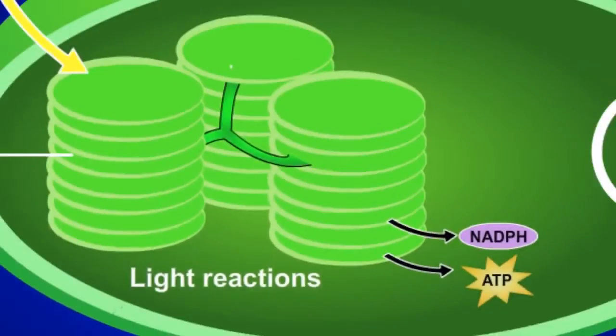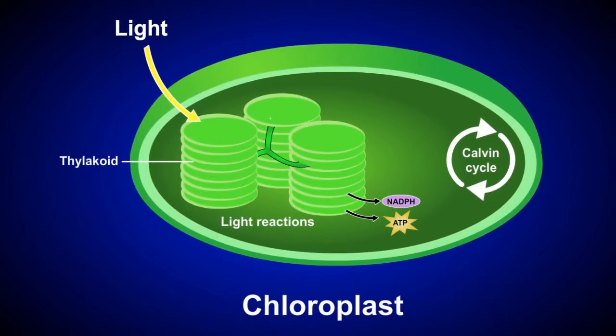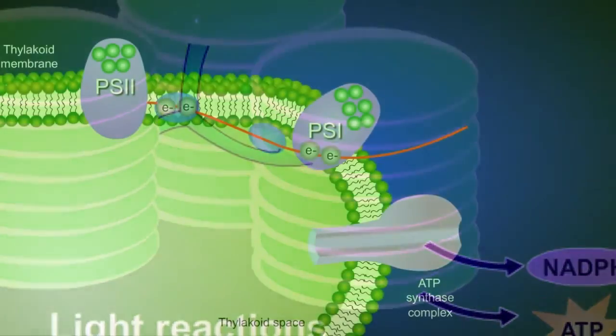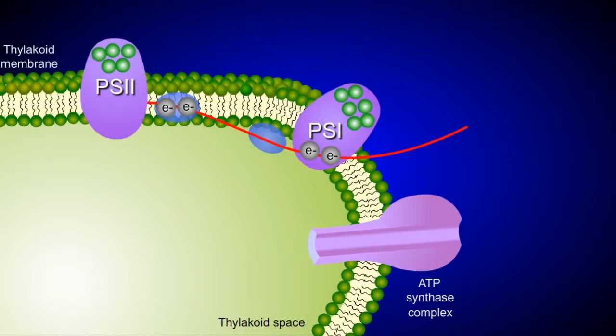Let's zoom back out for a moment and return to our chloroplast. Remember from the beginning of this tutorial that the light reaction produces both ATP and NADPH. We've just seen how ATP is produced, but what about NADPH? Let's zoom back in to take a closer look.